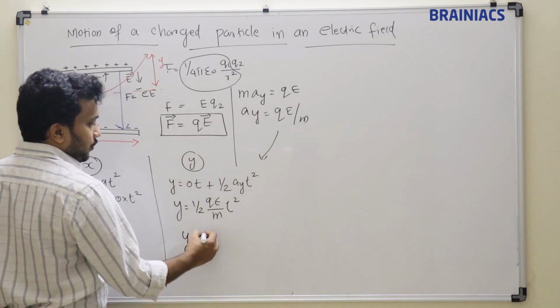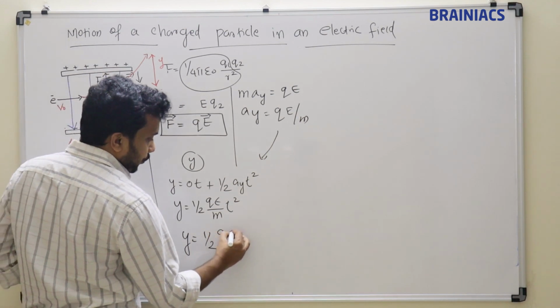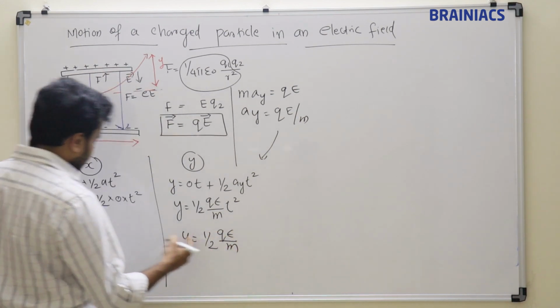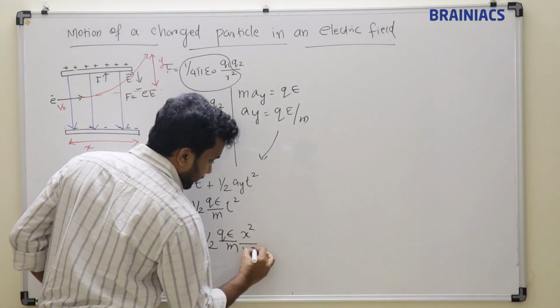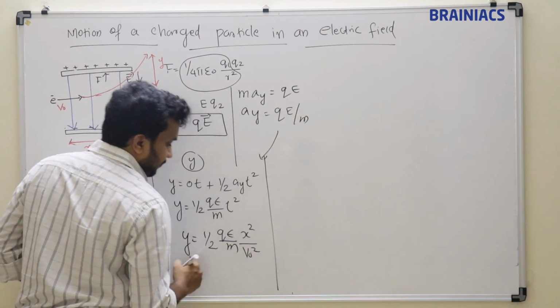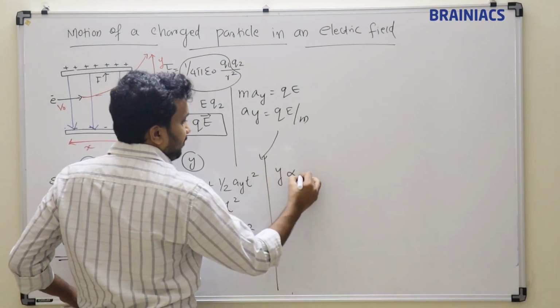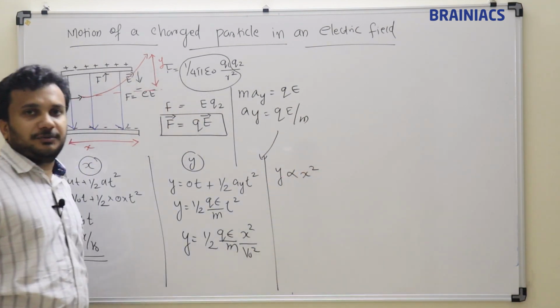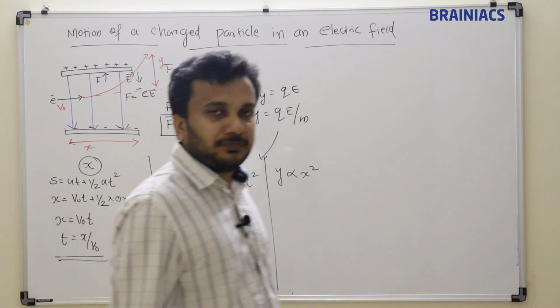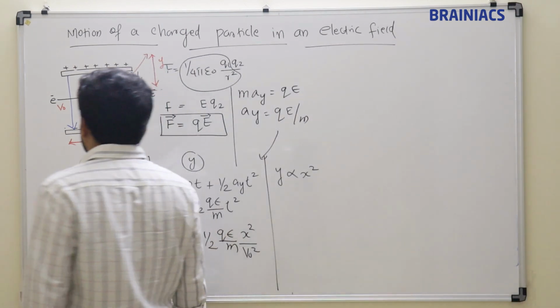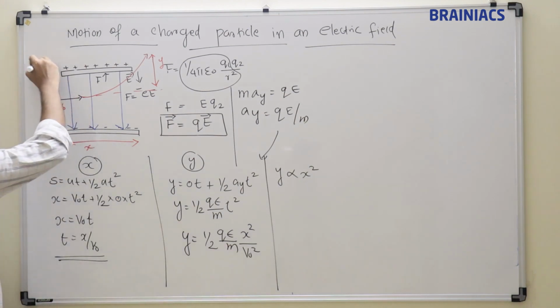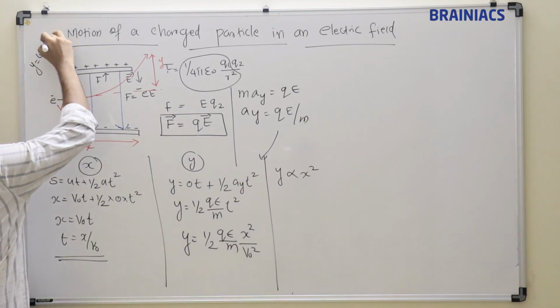So Y will be equal to 1 by 2 into QE divided by M, T square, X by V. So X square by V naught square. From this, it's very clear that Y is proportional to X square. This is what kind of equation in mathematics? In 10th standard you have learned some equation, something like this one, right? Y is equal to 4ax square.